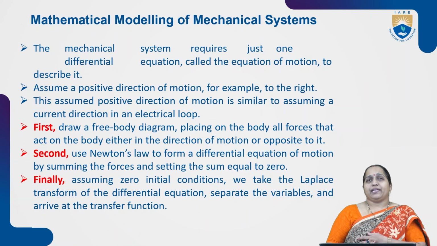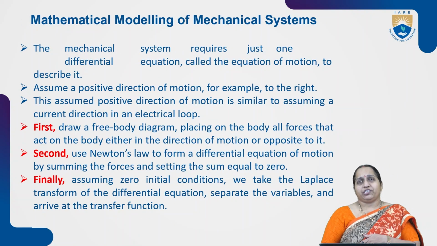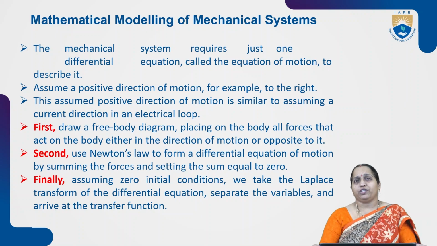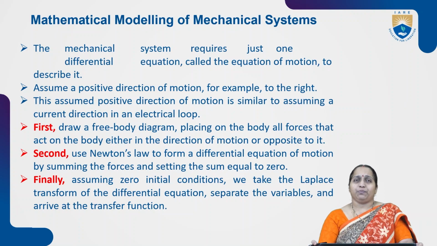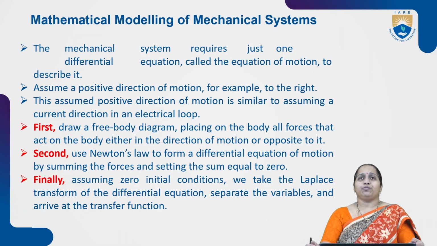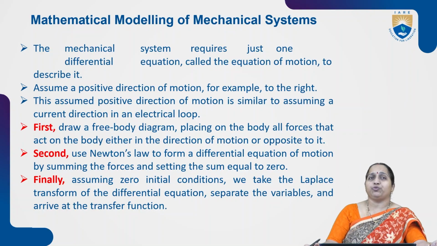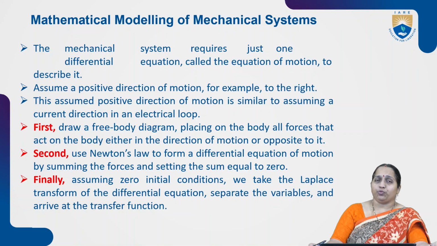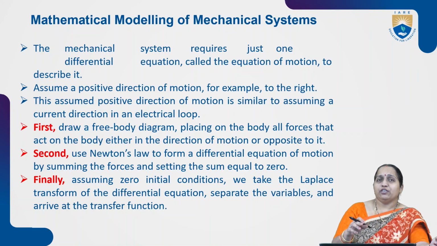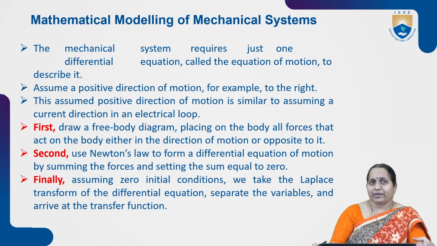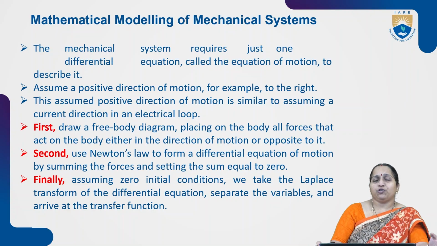A mechanical system requires just one differential equation, called the equation of motion, to describe it. So assume a positive direction of motion, for example to the right. This assumed positive direction of motion is similar to assuming current direction in an electrical loop. In an electrical loop we use the direction of current, right? Similarly, in translational mechanical systems, the direction of motion is taken to be positive.